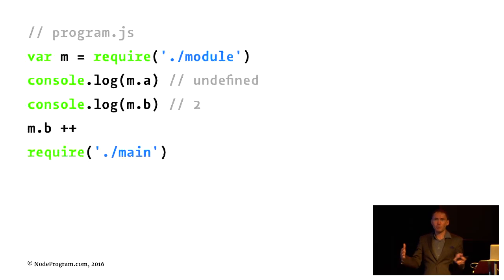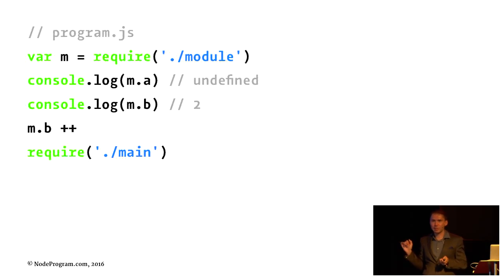So this is my main program. I'm importing my singleton class, which is a module. And then I don't have access to A because I didn't export it, right? So it's undefined. It's totally fine. And then B, it's going to be 2. That's my initial value, right? What's interesting, I can increment that. So m.b++ would increment the value of B. So it will be 3.